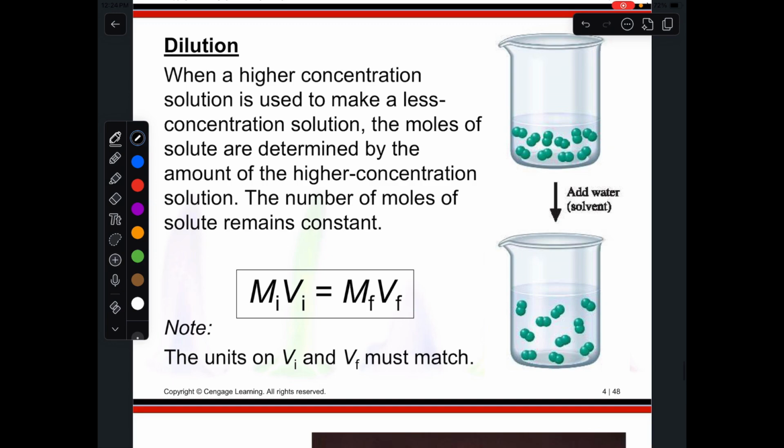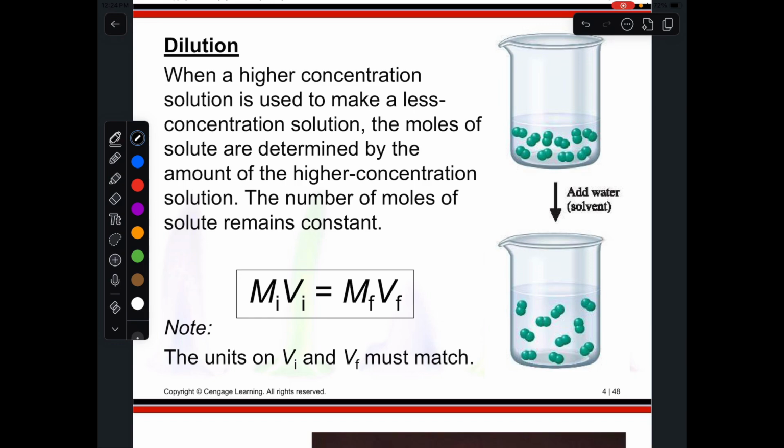Now we're going to go ahead and look at dilution. Dilution is when you have something that's more concentrated and you're adding water to make it less concentrated. And so water is our typical solvent. It will be our typical solvent in Gen Chem. We call it the universal solvent. And so you may see the equation two different ways.